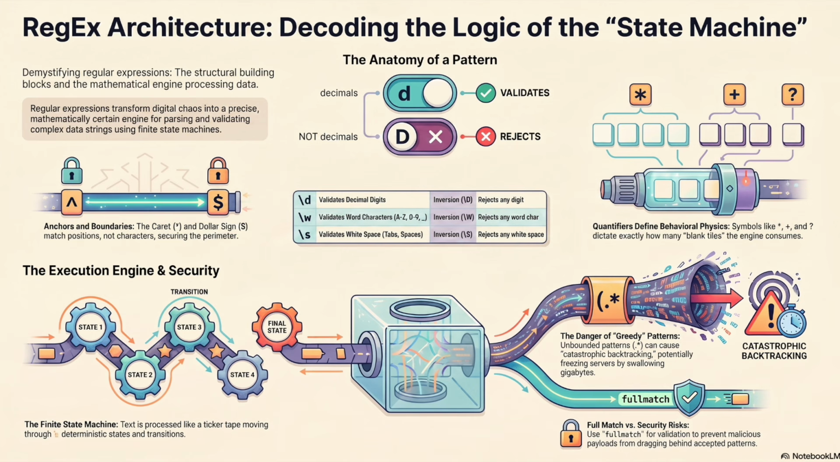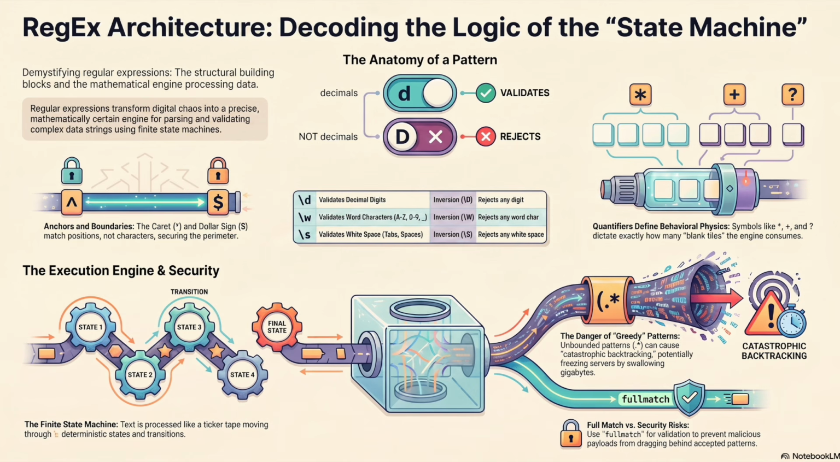Right. But here's a cool trick from the lecture. If you drop a caret symbol inside those brackets at the very beginning, so bracket, caret, A, B, C bracket, it inverts the physics of the set. Yeah, it becomes a negation. Right. It means match absolutely anything in the Unicode universe except an A, B, or C. Which is incredibly useful. Yeah.